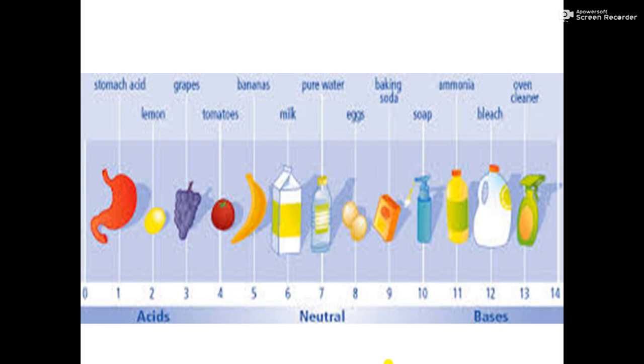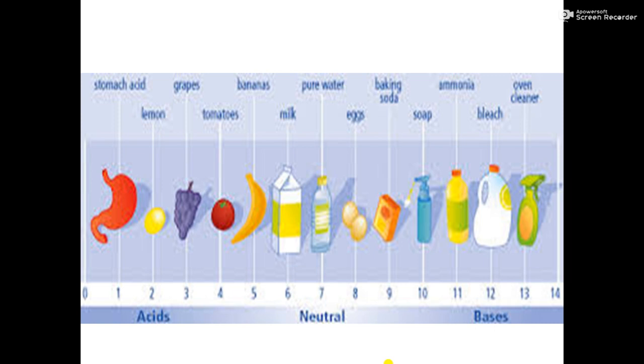So what is on number 7? We are able to see pure water. So on number 7 pure water is written, that means pure water has a pH value of 7, and that's why we call pure water a neutral substance, right?